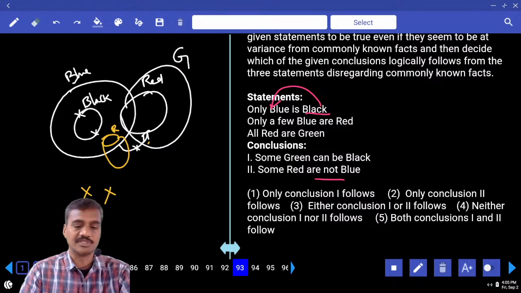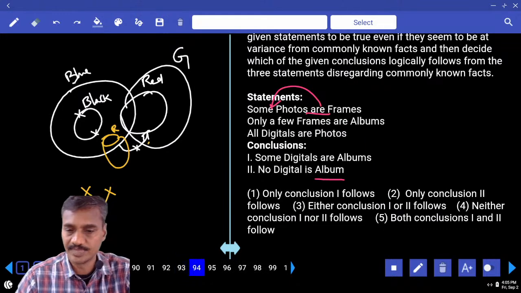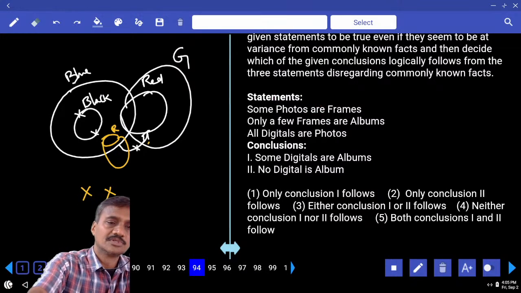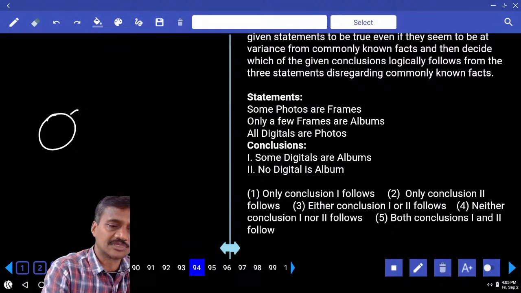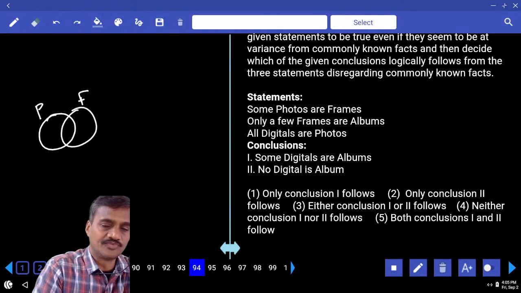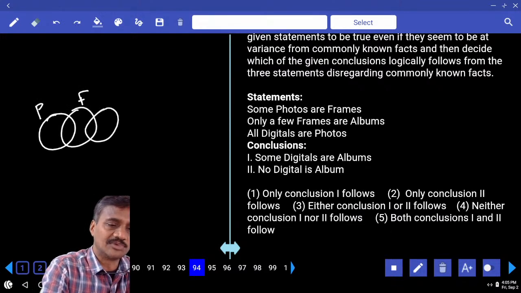Hence, what is your answer? Neither 1 nor 2. Choice 4, 93. Then 94, some of the photos are frames. Now, some photos or frames can be written like this, photo and a frame. And only a few frames are albums. Only some of the frames are albums, but not all.